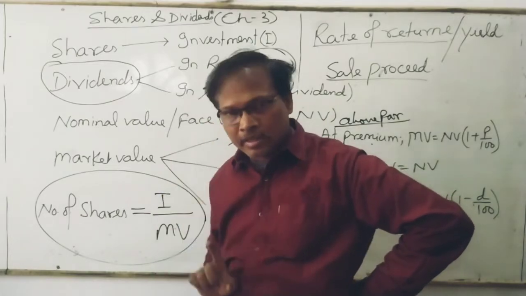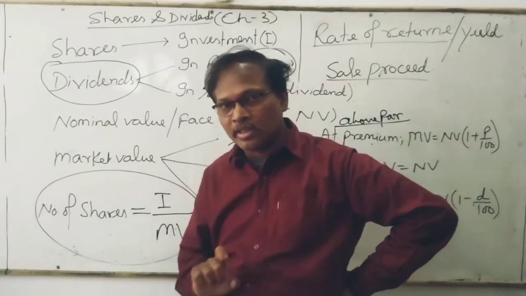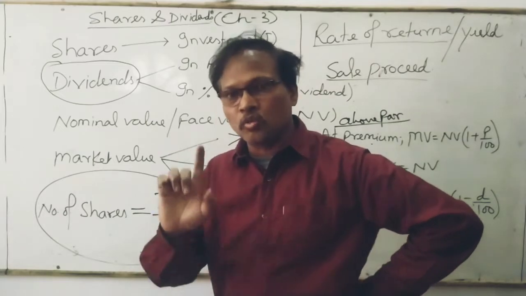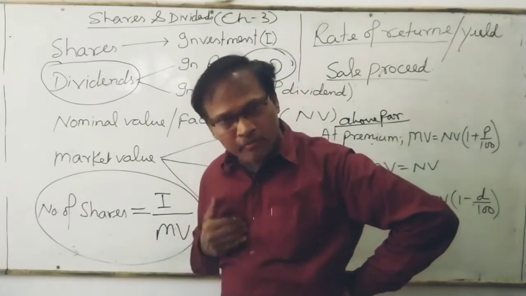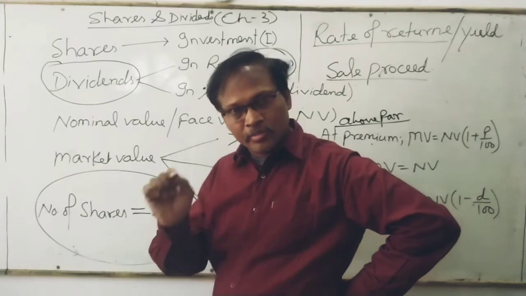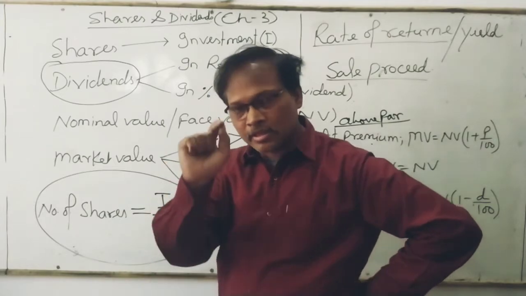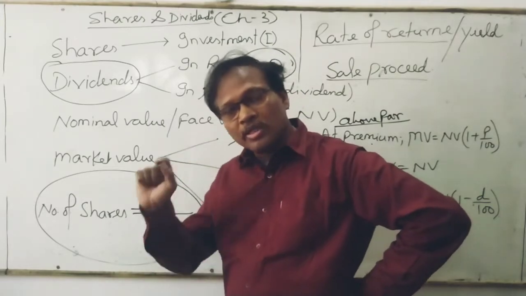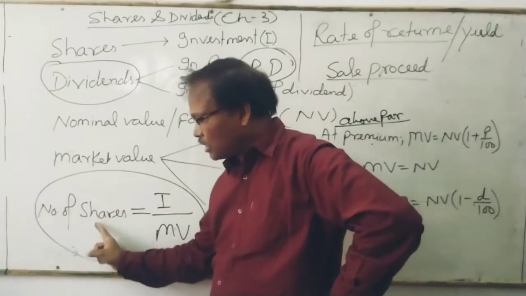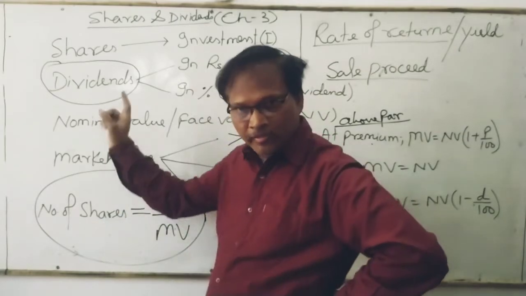और हमारे पास अगर 100 shares हैं तो हमको कितना मिलेगा? 100 into 2 means 200 rupees I will get. Means the customer or shareholders will get the dividends according to their number of shares.